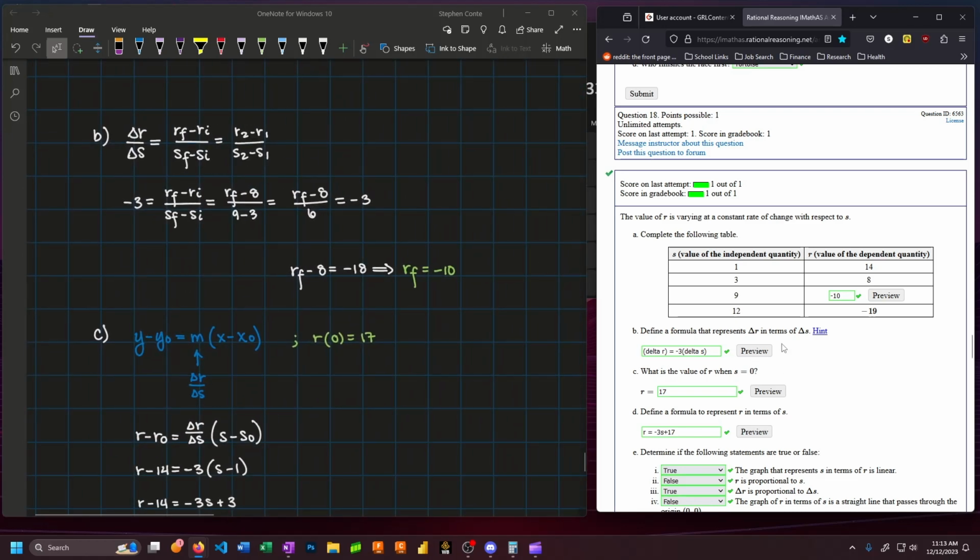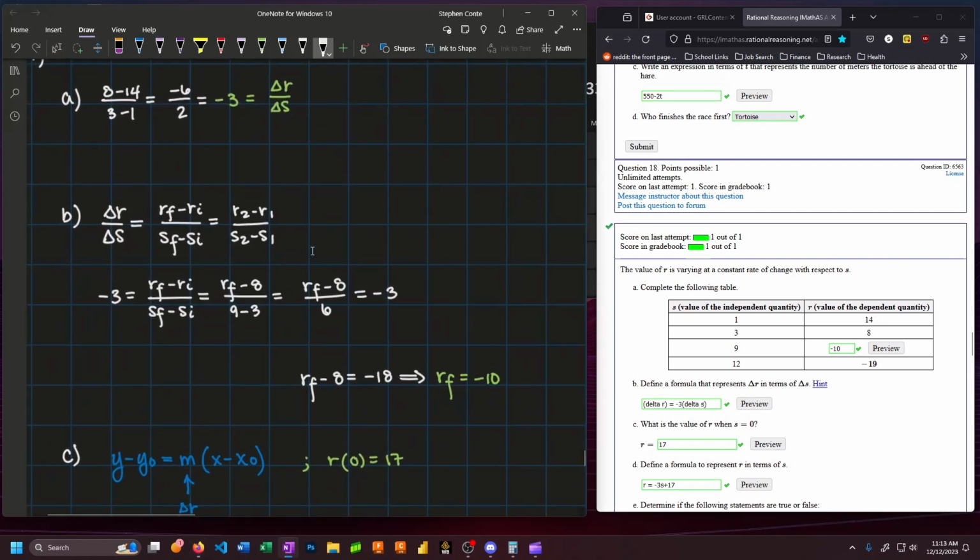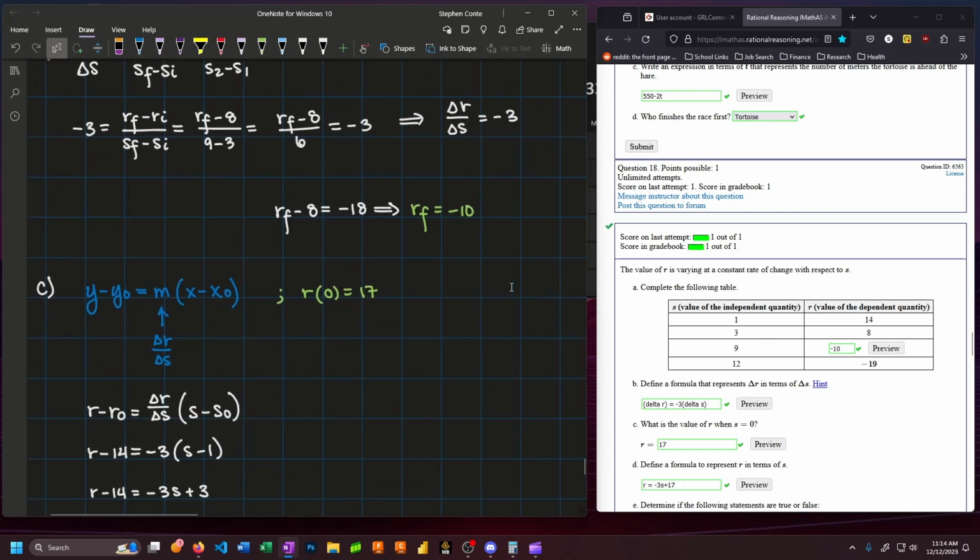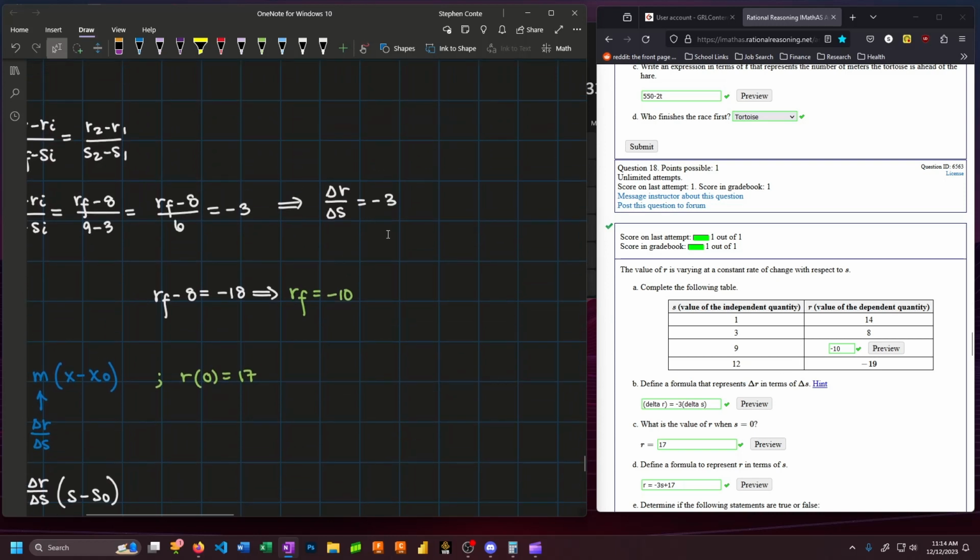Define a formula that represents delta r in terms of delta s, right? So we found out that delta r over delta s is equal to negative 3. So this is asking for a formula that represents delta r in terms of delta s. So that means we want to function delta r in terms of delta s.